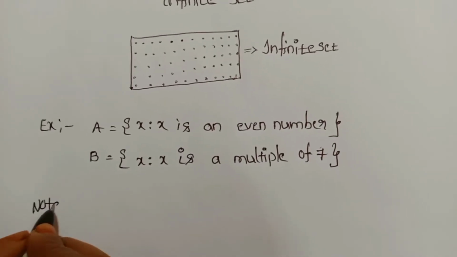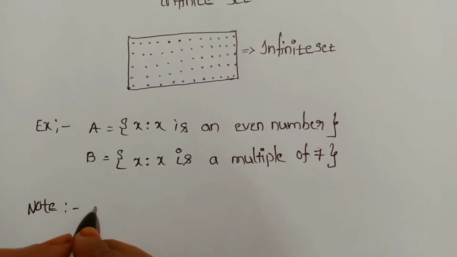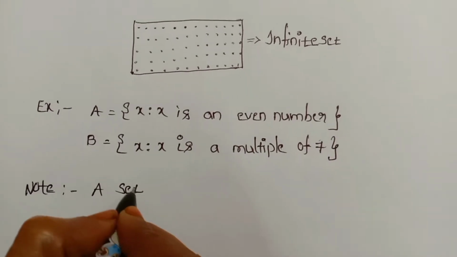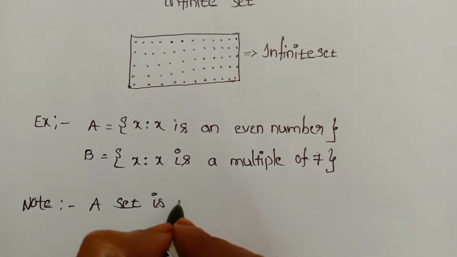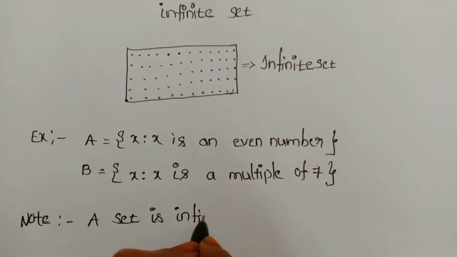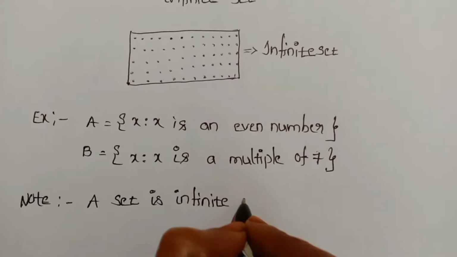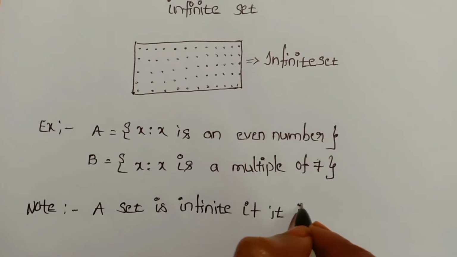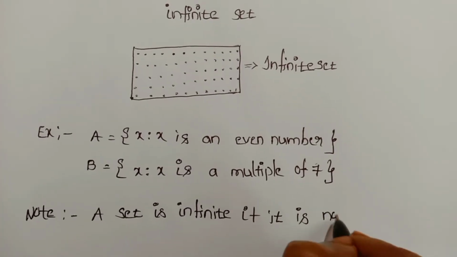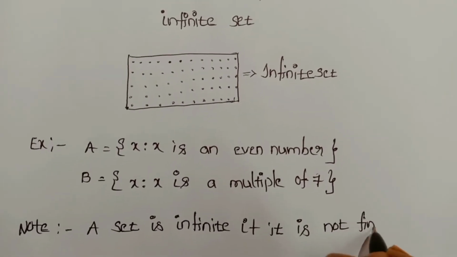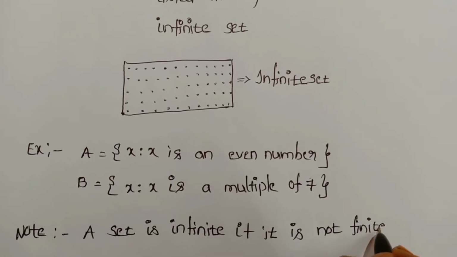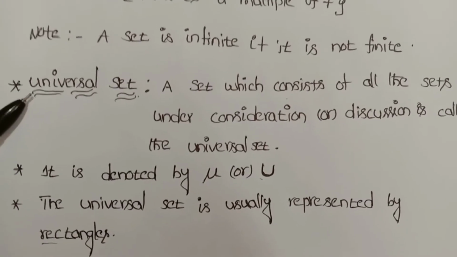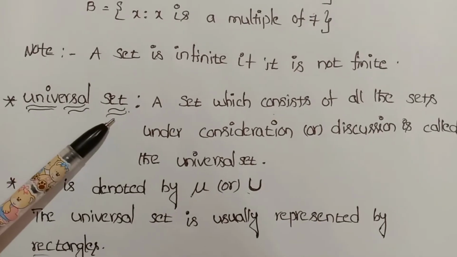Note: a set is infinite if it is not finite. Fifth type of set is universal set.